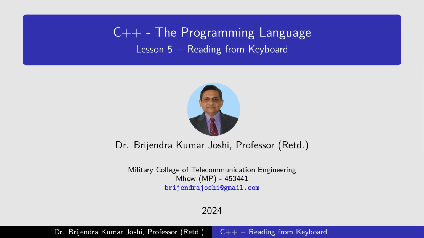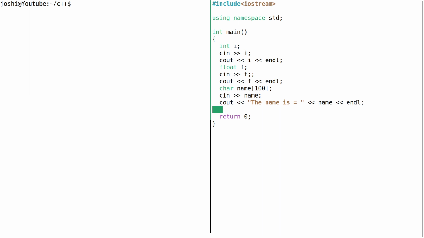In this video, we'll see how we can read from keyboard using the C++ programming language. I have made some programs, so let's start with those programs one by one. Here on the right hand side, right pane, you will find that I have written a small program. This is a standard way of #including iostream, and then I have declared three variables. One is of type integer i, another of type float, real numbers, and the third one is to store character strings.